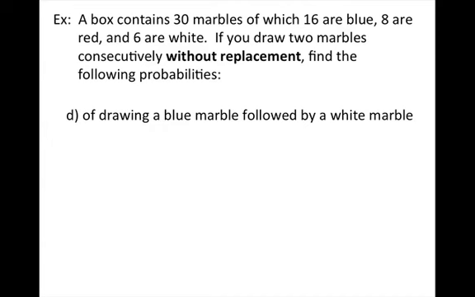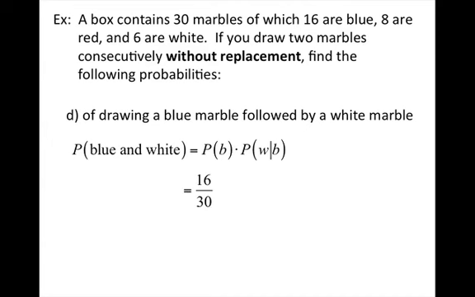Now for part D, the probability of drawing a blue marble followed by a white marble. So this is the probability that my first marble is blue times the probability that my second marble is white given that my first marble was blue. So with the first probability, there's 16 blue marbles out of 30 total. So the probability is 16 out of 30.